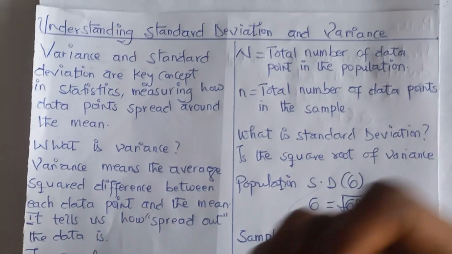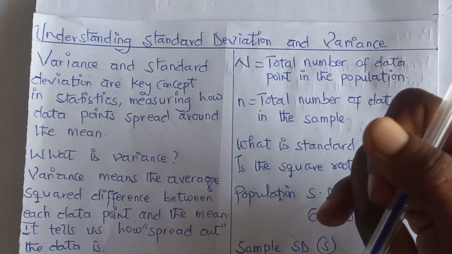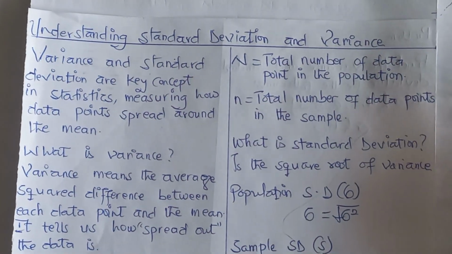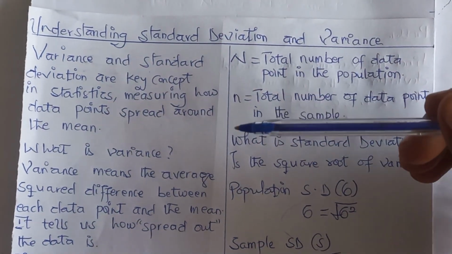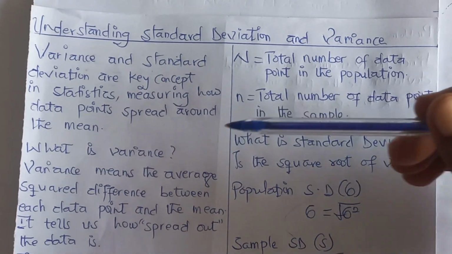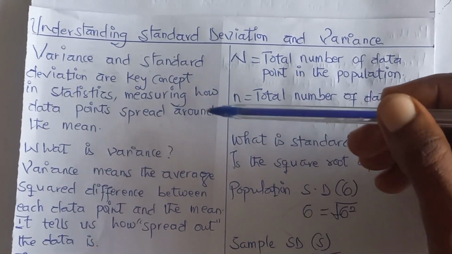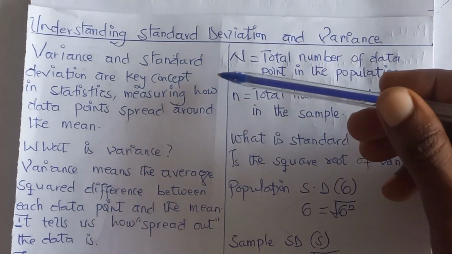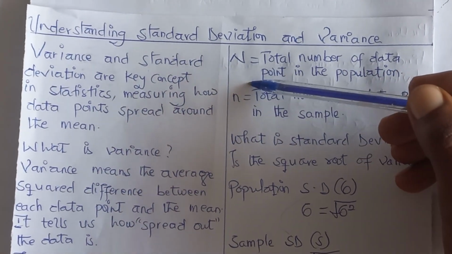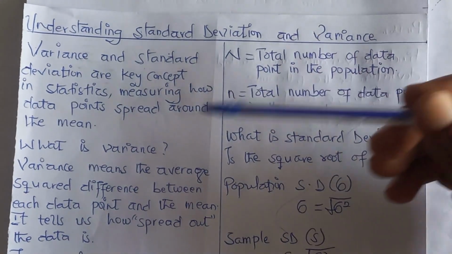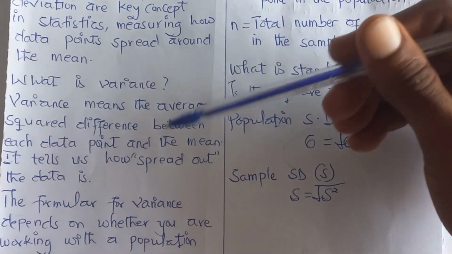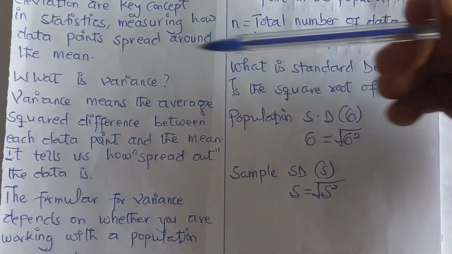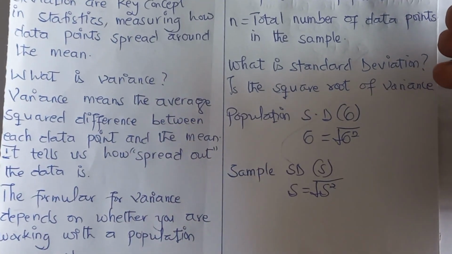So now let us know what variance and standard deviation are. Variance and standard deviation are key concepts in statistics, measuring how data points spread around the mean. Now, what is variance that we are talking about? Variance means the average square difference between each point and the mean. It tells us how spread out the data is.